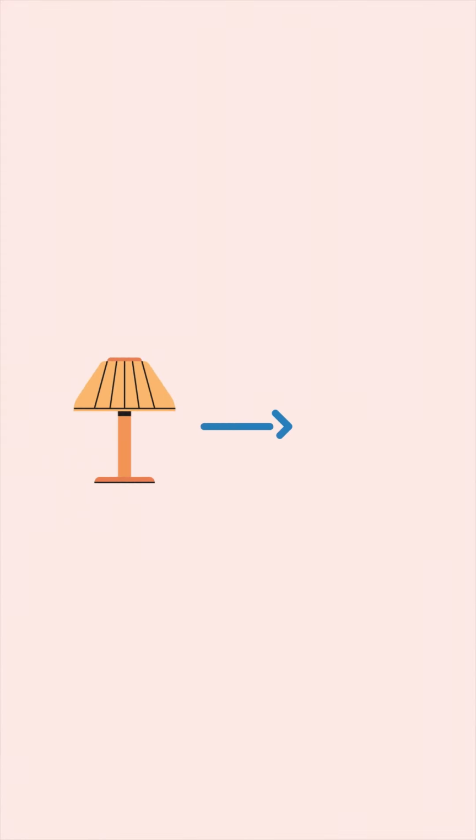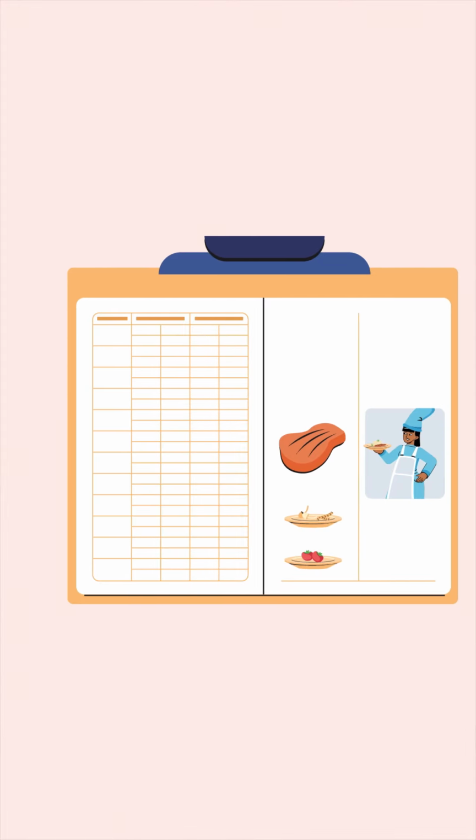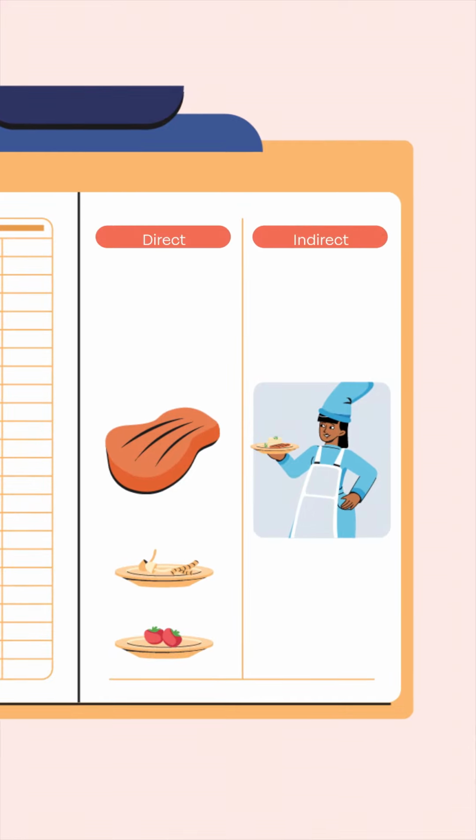A direct cost is an expenditure that can be directly tied to a cost object. An indirect cost is a cost of doing business that can't necessarily be tied to just one object, often referred to as overhead. For example, if you run a restaurant, steak is a direct cost of your menu, but your chef's salary is not, since they perform multiple tasks.